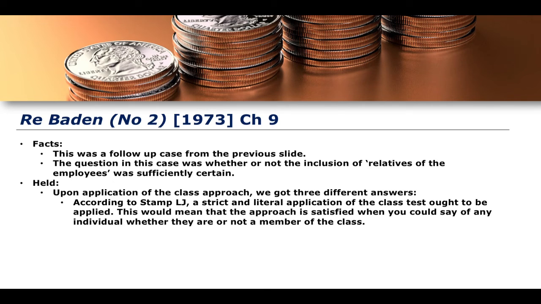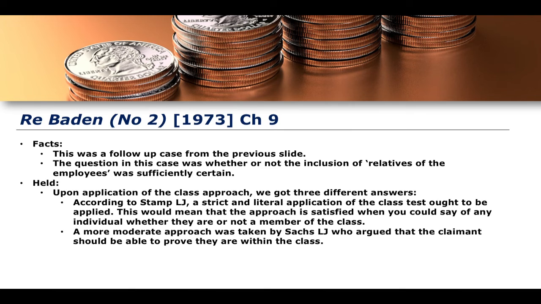So this is a strict and literal application of the class test, and it simply requires you to be able to pick out an individual and say whether or not that individual is a member of the class. If you can satisfy that, then you may be able to satisfy the sufficient certainty that is required for the certainty of objects. A more moderate approach was taken by Lord Justice Sachs, who argued that the claimant should be able to prove they are within the class.